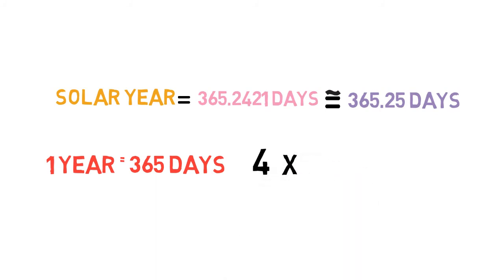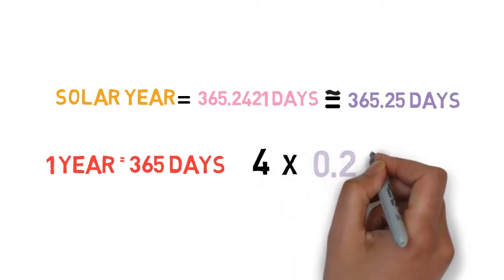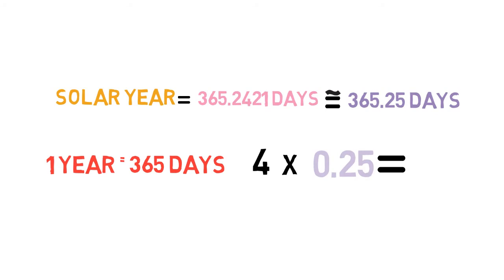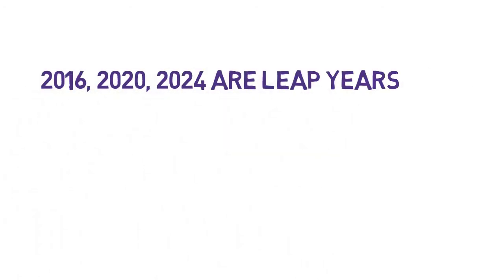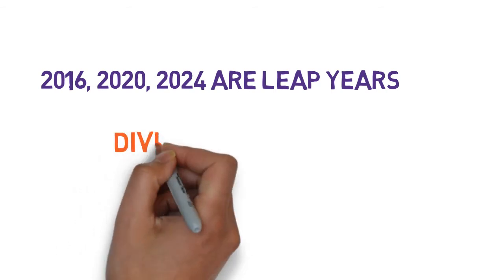But that 0.25 fraction of a day amounts to a whole day in 4 years of time. This is where the leap year concept comes in. To balance the calendars, we add this day to every 4th year, calling it a leap day, and the year is a leap year. That's the reason why 2016, 2020 and so on are leap years. And this is where the divisible by 4 rule comes from.